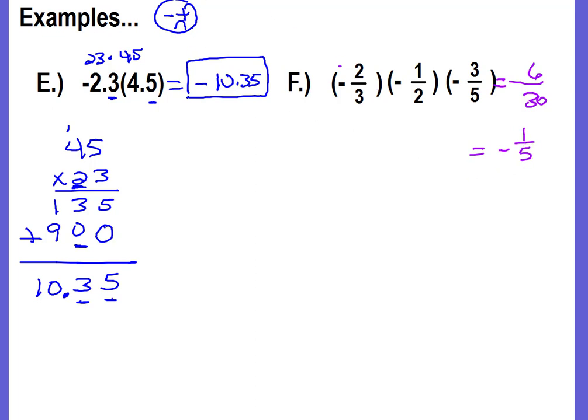You could have also simplified first. You could have said, okay, all these 2's, I can simplify. 2 divided by 2 is 1. This 2 divided by 2 is 1. Can't do anything with the 5, but I can do the 3's over here. 3 divided by 3 is 1. 3 divided by 3 is 1. And 1 times 1 times 1 equals 1. 1 times 1 times 5 equals 5. Either way, you get the same answer, which is a negative 1/5. That was super easy, wasn't it?